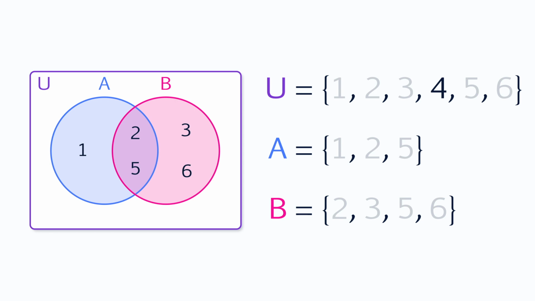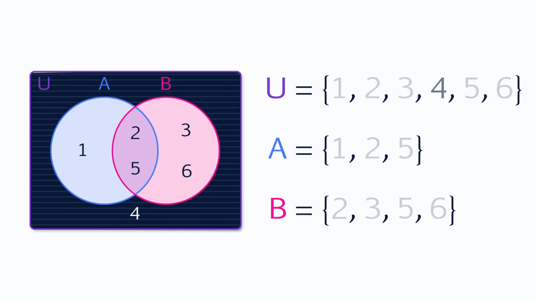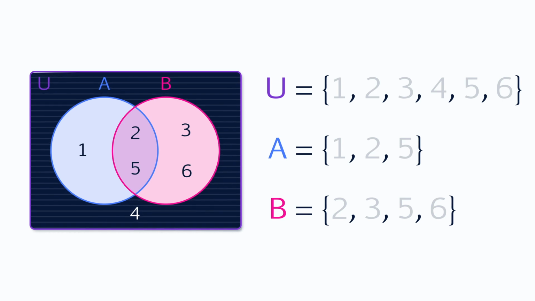Finally, are there any elements in the universal set that are not contained in these subsets? The number 4 is neither a member of subset A nor of B. So you write the number 4 outside the circles, but inside the rectangle.